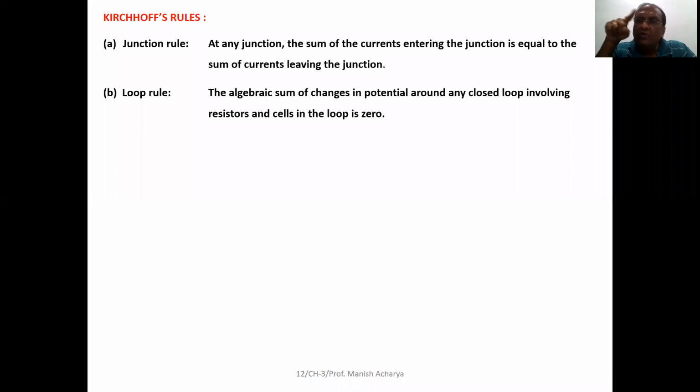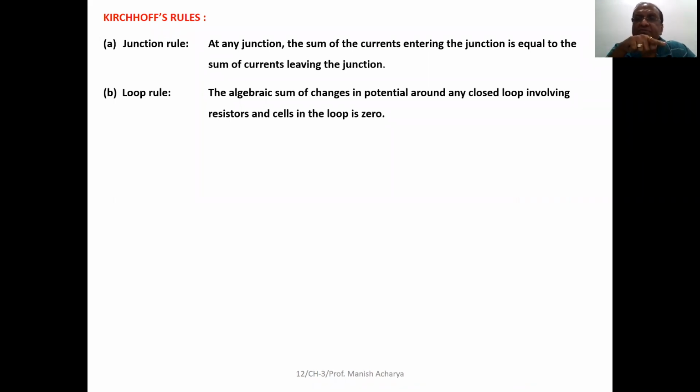So in the closed loop, if we take the algebraic summation of the changes in the potential differences across each component, it implies that we are taking the change in energy of the unit positive charge when it is moving from one end to the other end of the component. That change in energy we take here. So when the summation comes to 0, it implies that the energy is conserved.